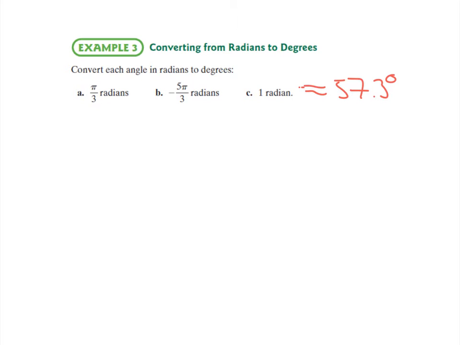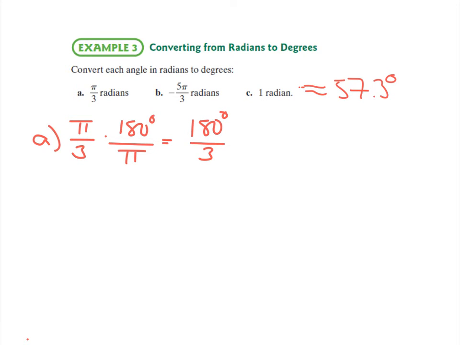So for part A, if we start with pi thirds radians, so pi thirds times, and then remember we're converting to degrees, so the 180 degrees goes on top, pi goes on the bottom, which gives us, when the pi's cancel, 180 degrees divided by 3. And 18 divided by 3 is 6, so that's going to give us 60 degrees.